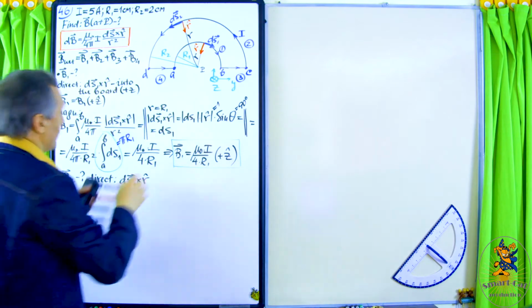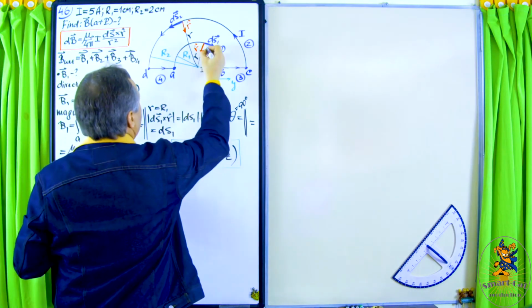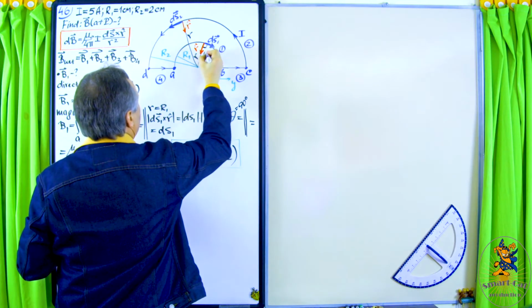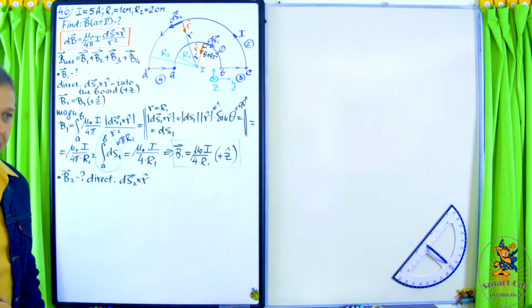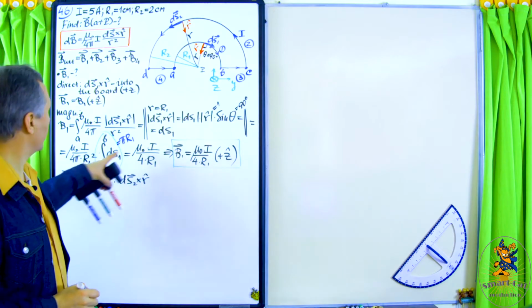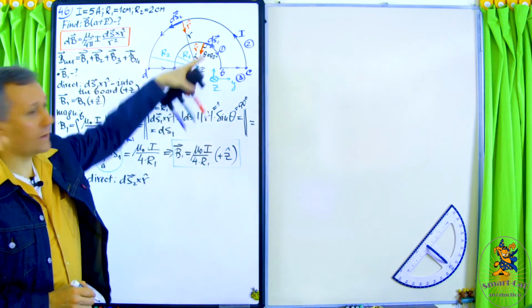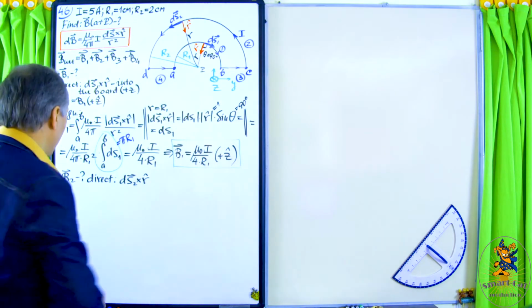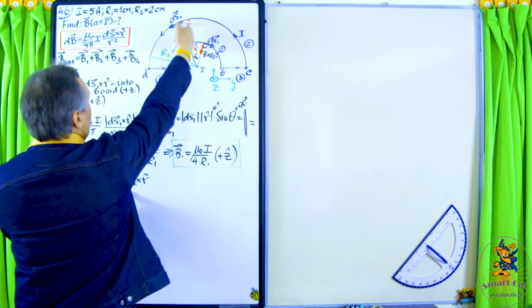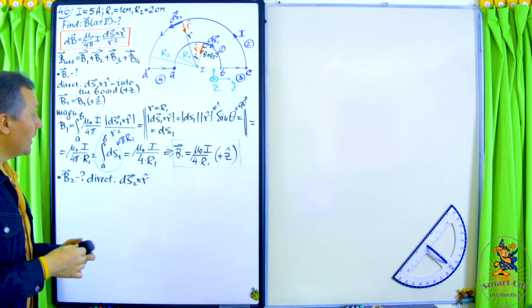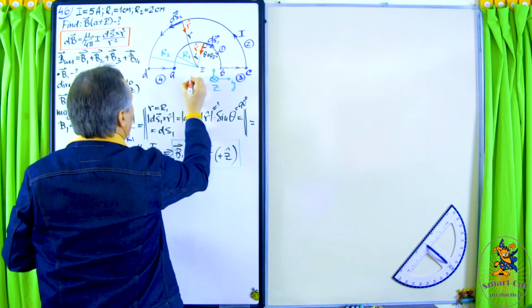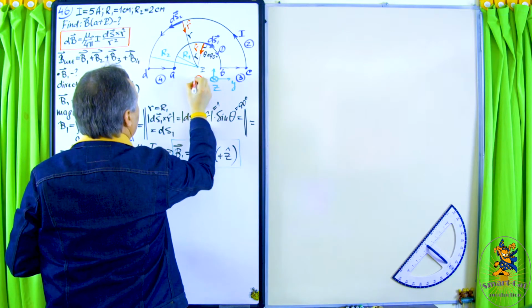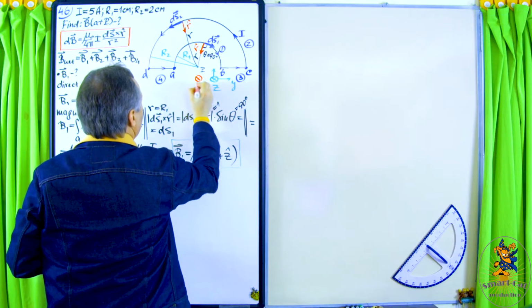And you know what, I should have also shown that over here this angle theta is 90 degrees, right? I discussed that over here, but didn't show it on the picture. Okay, so now ds2 cross r. And I should have also shown the direction of B1 over here. So that's B1.